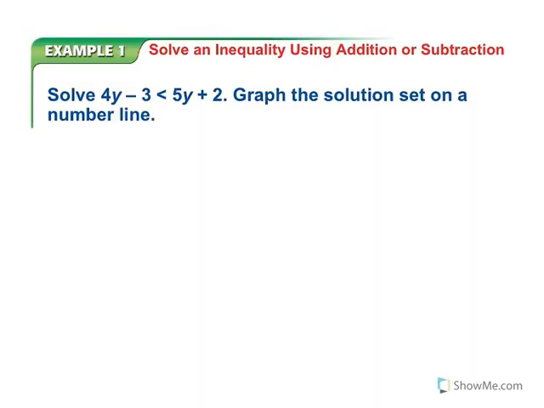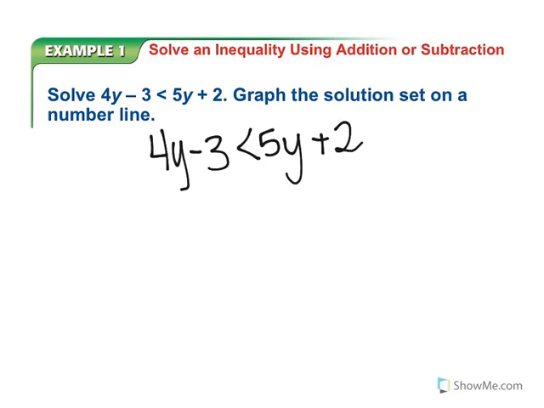Okay? So we're going to try our first example. It says solve 4y minus 3 is less than 5y plus 2, and then we're going to graph the solution set on a number line. So we're going to solve this just like there's an equal sign between them. We're going to get variables on one side, numbers on the other. So I'm going to rewrite the equation.